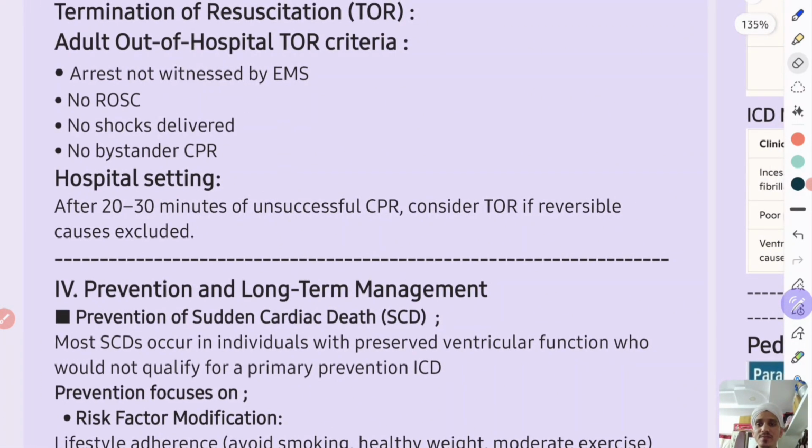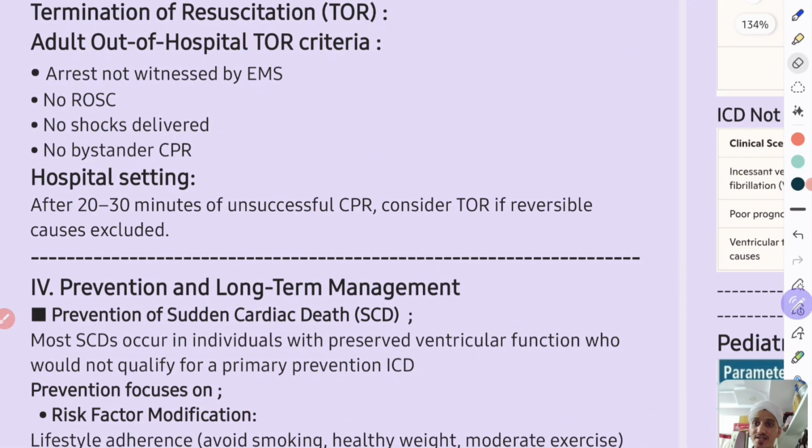So we have learned about a patient coming out of cardiac arrest, but what about when you are resuscitating the patient and the patient is not having ROSC? Till what time will you do that CPR? So that is important. So termination of resuscitation is also important. When to terminate the resuscitation? So what is the criteria?